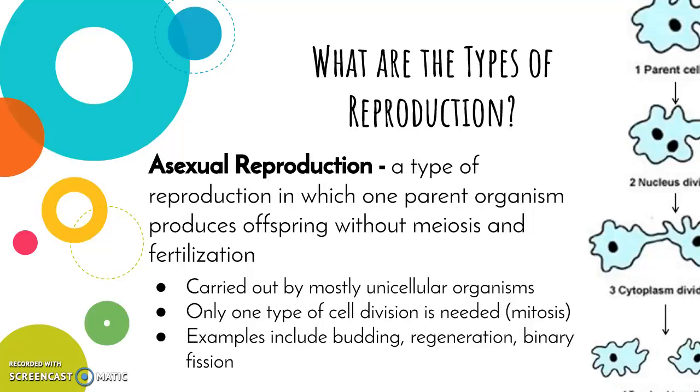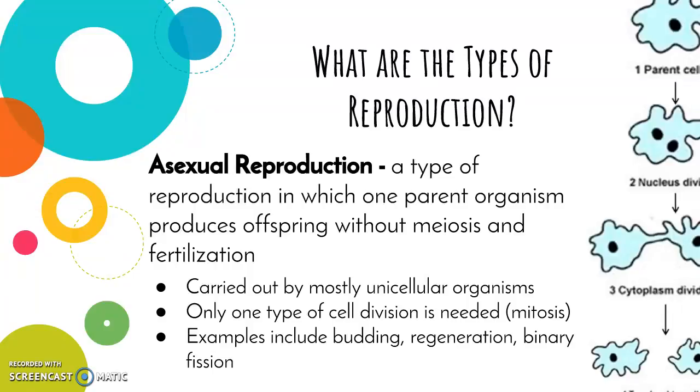So there's two different types of reproduction. If I'm a single-celled organism, I'm going to go through what we call asexual reproduction. So asexual reproduction has just one parent organism. The parent organism goes through mitosis to create an exact copy of itself.